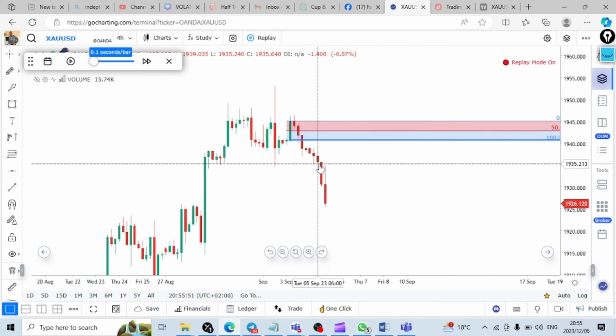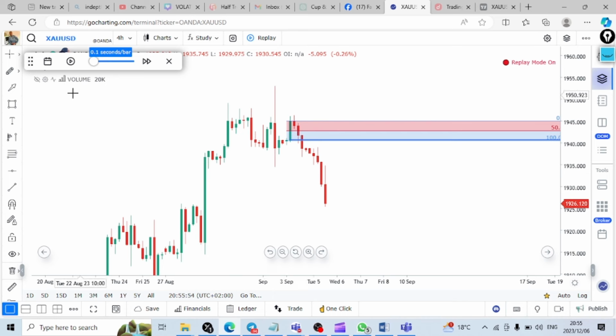If we observe, we have 1, 2, 3 candles. They are all red. And I said, when we are looking at fair value gaps, forget about the color of the candles. It doesn't matter.